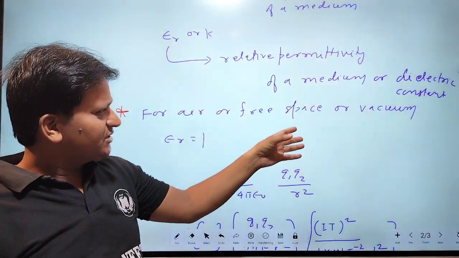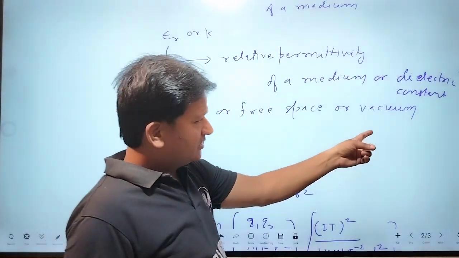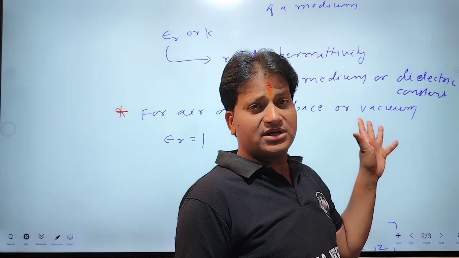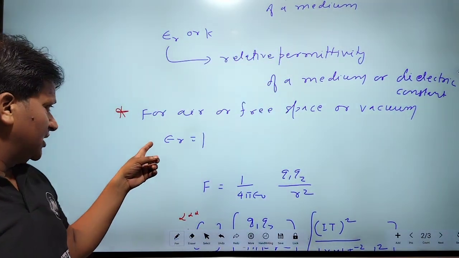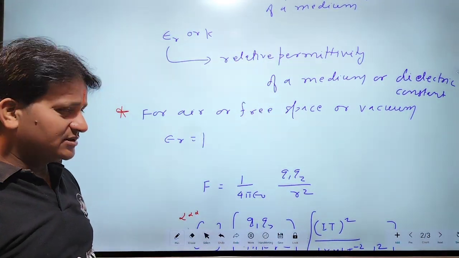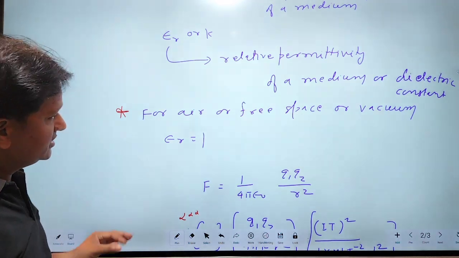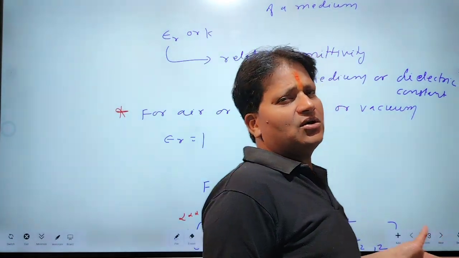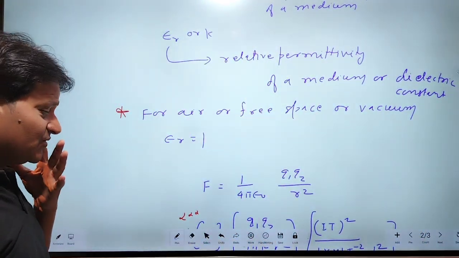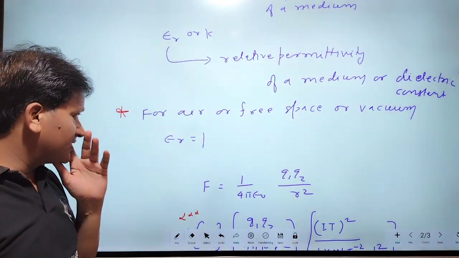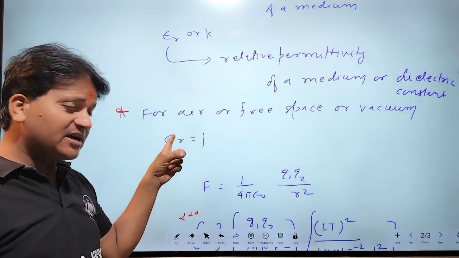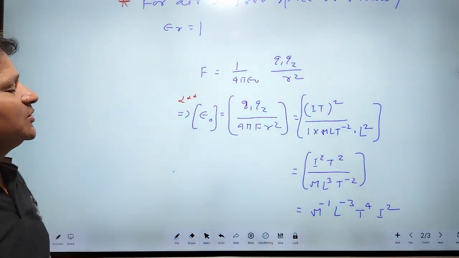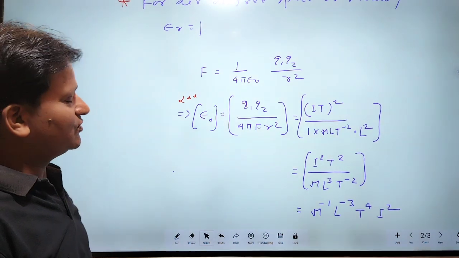For air, free space or vacuum, epsilon R is equal to 1, just like refractive index. Refractive index for air or vacuum is equal to 1. Same as epsilon R is equal to 1. F is equal to 1 upon 4 pi epsilon of Q1 Q2 by R square.